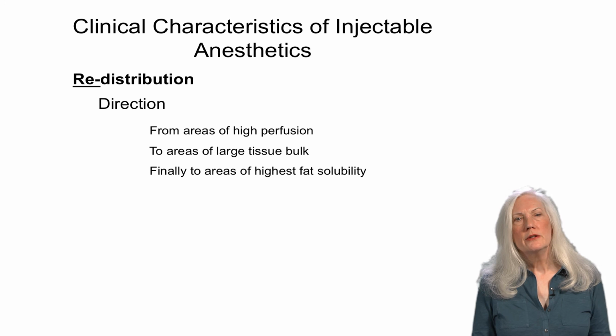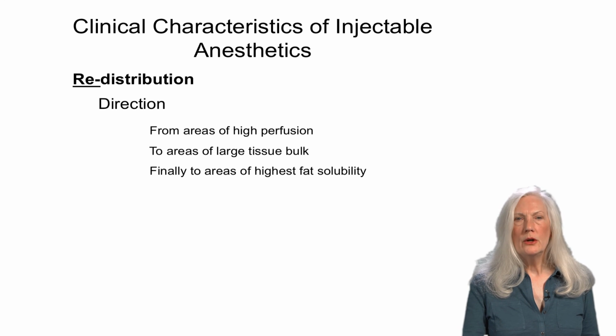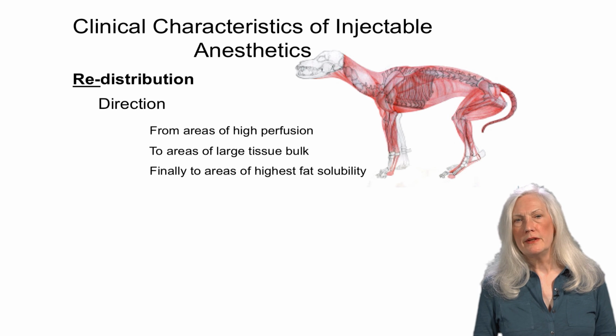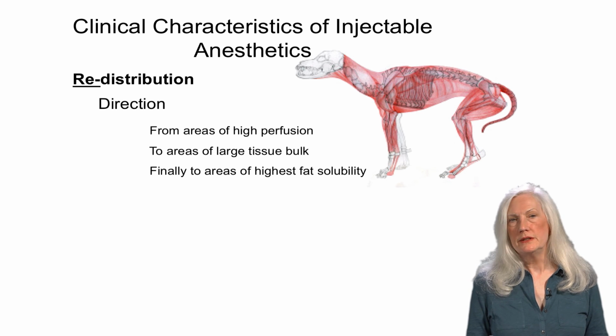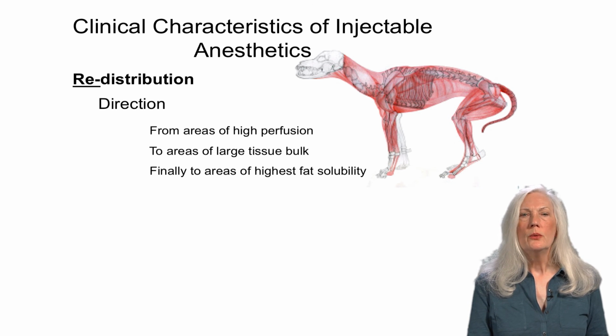After the majority of injectable anesthetics accumulate in the brain and other organs that are highly perfused, the drug then redistributes to organs that make up the greatest mass of the animal. In this case, in most animals, this is the skeletal tissue. But of course, because these drugs are highly lipid soluble, they're going to eventually dissolve in and stay longest in tissue with the highest lipid or fat, which of course is the adipose tissue.